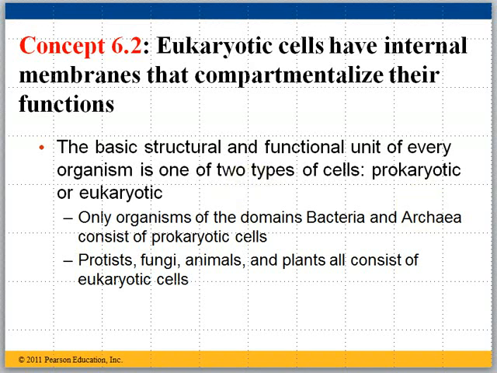Alright guys, so here we are at Concept 6.2. Concept 6.2 says eukaryotic cells have internal membranes that compartmentalize their functions. If you'll think back to our very first assignment, where we were listening to that TED Talk, Adam Savage called us just bags of meat or bags of water or something similar, and it's actually fairly accurate. We're going to be looking at eukaryotic cells, which are the types of cells that make up our body and most other living plants and animals.